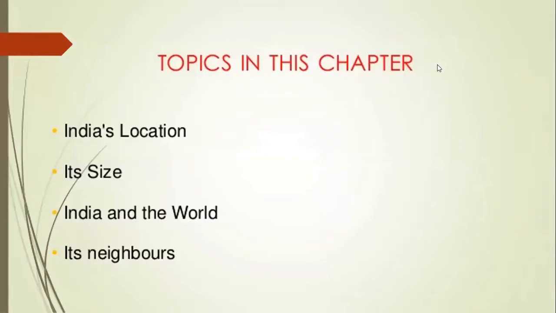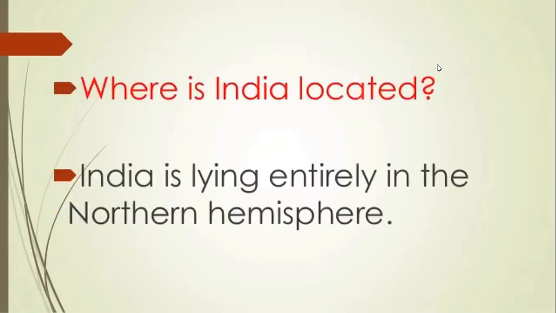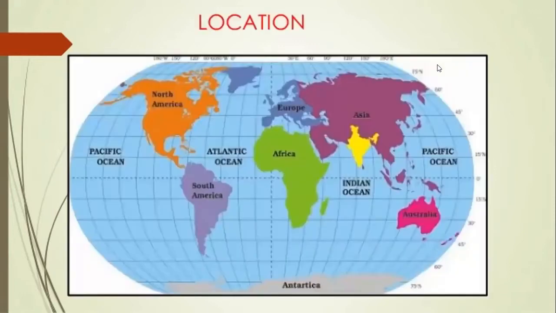The topics that we have in this chapter are India's location, India's size, India and the world, and India and its name. A question that's always asked anywhere is, where is India located? The answer to it is very, very simple. It lies entirely in the northern hemisphere. But how can you prove this? How can you say that it lies in the northern hemisphere?